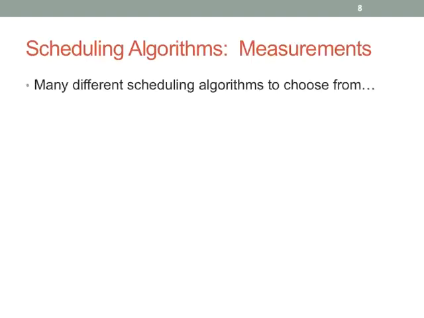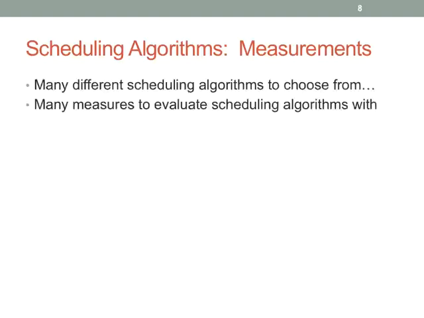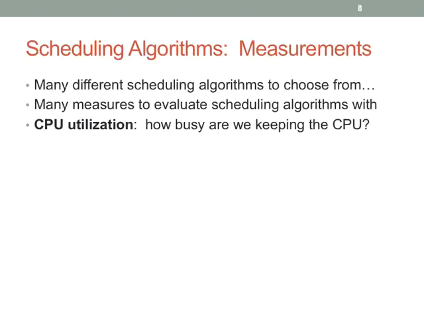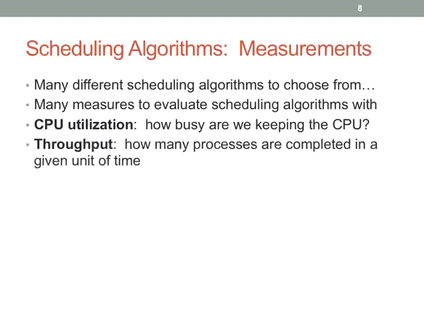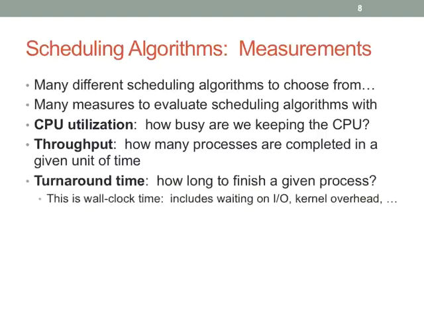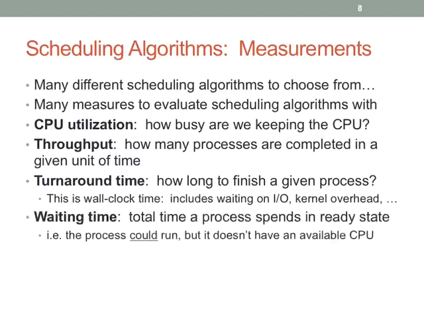Okay, so getting back to scheduling, there's a lot of different ways we could evaluate scheduling algorithms. So I say measures to evaluate scheduling algorithms with. We could look at how busy we keep the CPU. That's one thing we could do. We could say how many processes we finish in a certain amount of time. That could be another measure. Turnaround time, how long does it take to finish a particular process? We could either take a specific process or a specific kind of process that we want to finish quickly, or we could say, on average, what's the turnaround time of the scheduler?